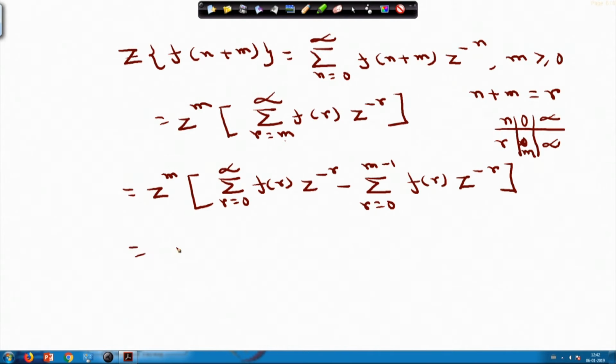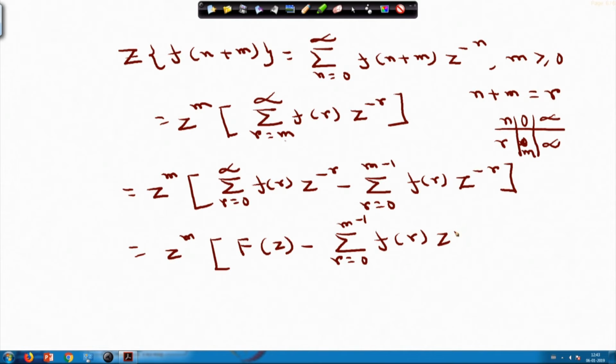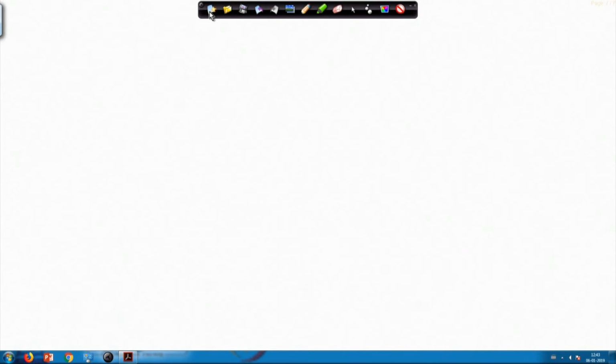The first part is nothing but the capital F of z, that is, r equals 0 to infinity f of r into z to the power minus r. This is F of z minus summation r equals 0 to m minus 1 f of r into z to the power minus r. So, this completes the proof that z transform of f of n plus m equals z to the power m into capital F of z minus summation r equals 0 to m minus 1 f of r z to the power minus r.